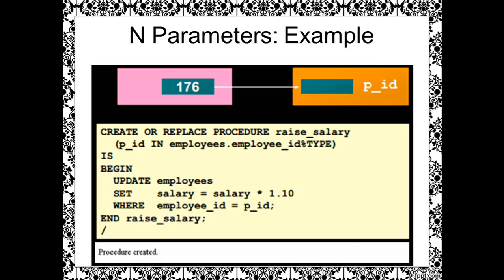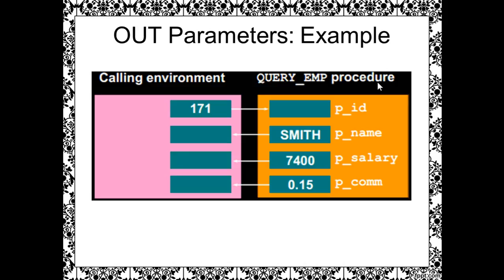176, this one is the PID. Create or replace procedure raise_salary (p_id IN employees.employee_id%TYPE) is begin update employees set salary = salary * 1.10 where employee_id = p_id; end raise_salary. For the parameters, this is the example of the calling environment: 171 is the PID, p_name is Smith, p_salary is 7,400, and this is the p_com.